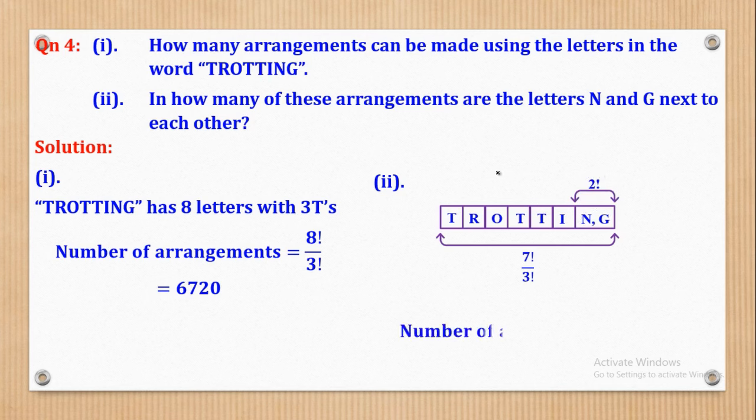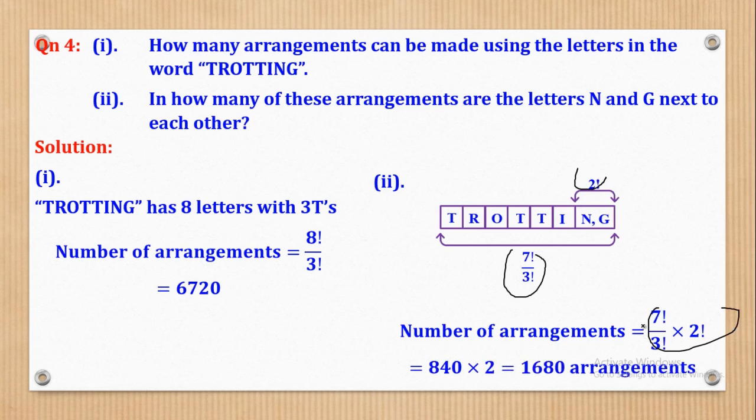After that illustration, you can come and say that the total number of arrangements will be this times this, which gives you that. Therefore, when you use a calculator, this gives you this, and this gives you that. Therefore, you end up with this as the required number of arrangements.